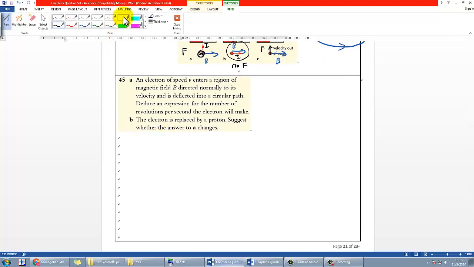Let's take a look at the next question. It says an electron with speed v enters a region of magnetic field B normally. Normally means that it's 90 degrees, so you have less to worry about the angle. And it deflects in a circular path as usual. Deduce an expression for the number of revolutions per second that it would make. First of all, I think you need to get yourself clear on what they are asking. It would be best if you can try to use a symbol to represent it.